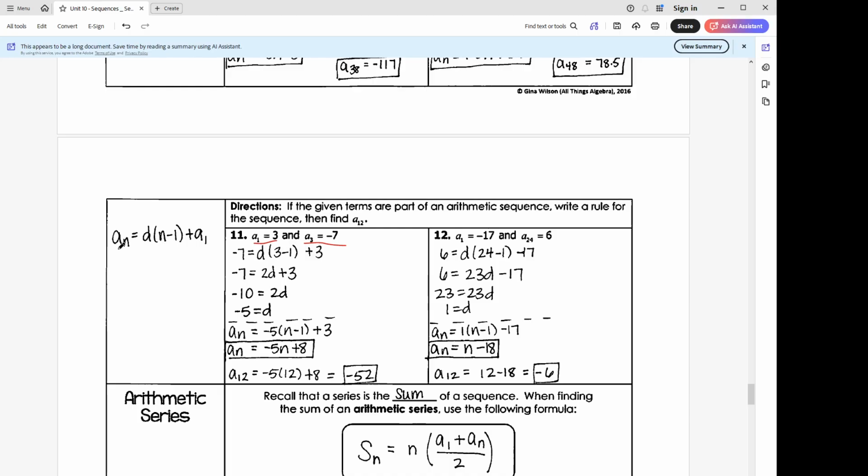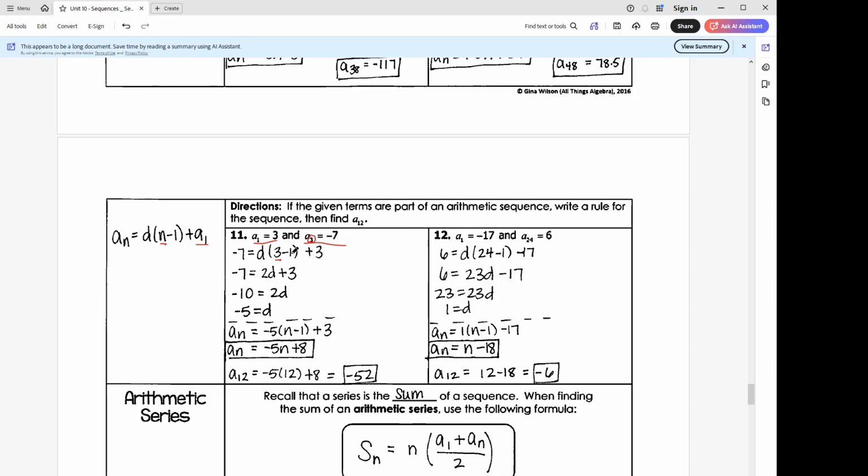So look, this is the formula right here: a sub n equals D times n minus 1 plus a sub 1. They gave us a sub 1 right here to be 3, so they plugged in 3. And then they told us the third term is -7. So that means -7 equals D times n became 3, because they tell us the third term, so 3 minus 1, plus 3. You see that? So all they did was plug in this piece of given information and this one into this. And then by using that, they can solve for D.